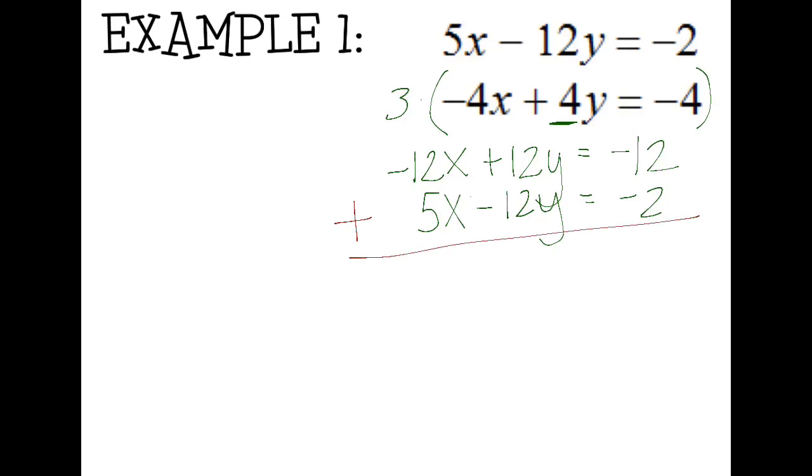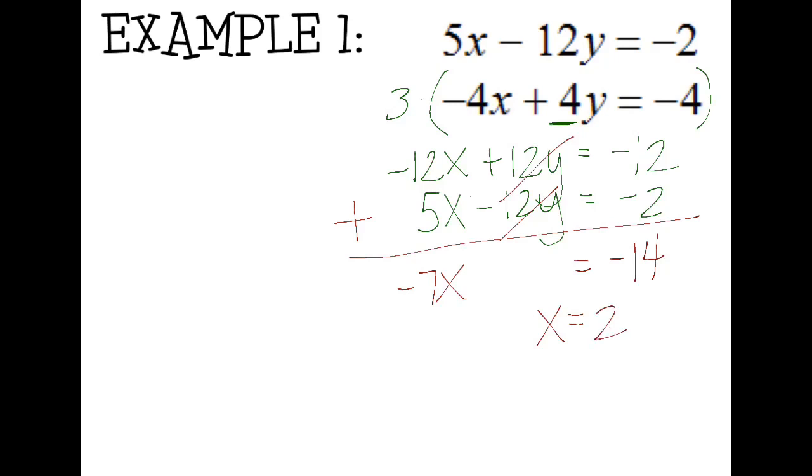So I can go ahead and add them. Negative 12x plus 5x is negative 7x. 12y plus a negative 12y, these eliminate, equals negative 12 plus negative 2 is negative 14. So we can see pretty quickly if I divide both sides by negative 7 that x equals 2.